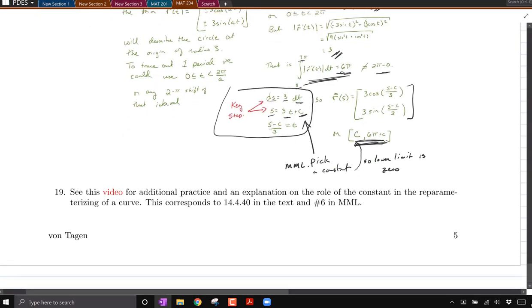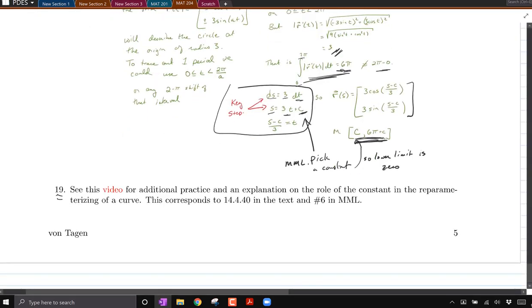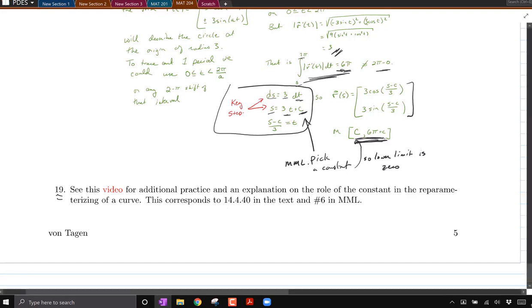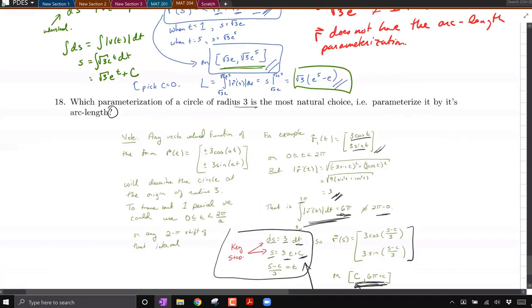All right, so as I say here, folks, here's a video for some additional practice in reparameterizing a curve and explaining why MyMathLab does the constant the way it does. The book doesn't address this at all, and I don't think MyMathLab takes the most natural choice. This does correspond to this question in your text and in MyMathLab for section 14.4. So there's a chance to look at some more. I think that's it. Yes, that's it for the arc length.